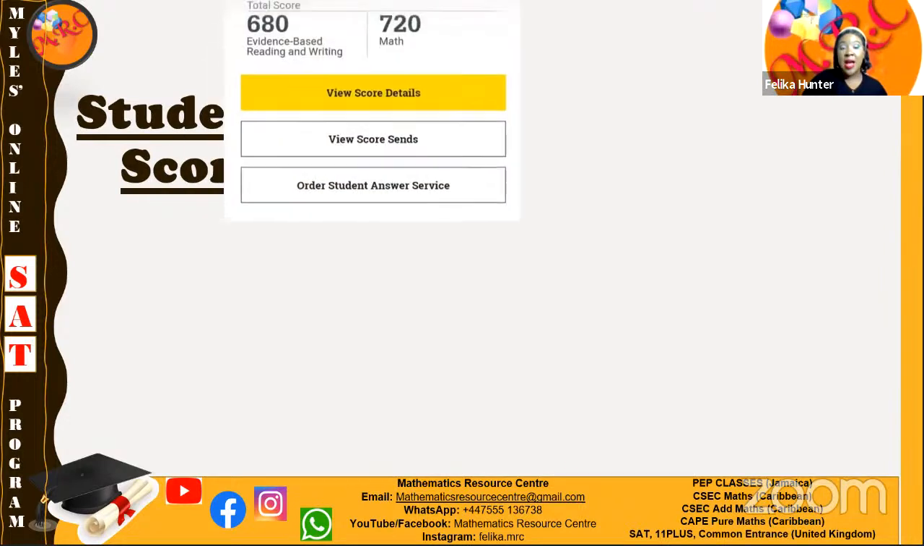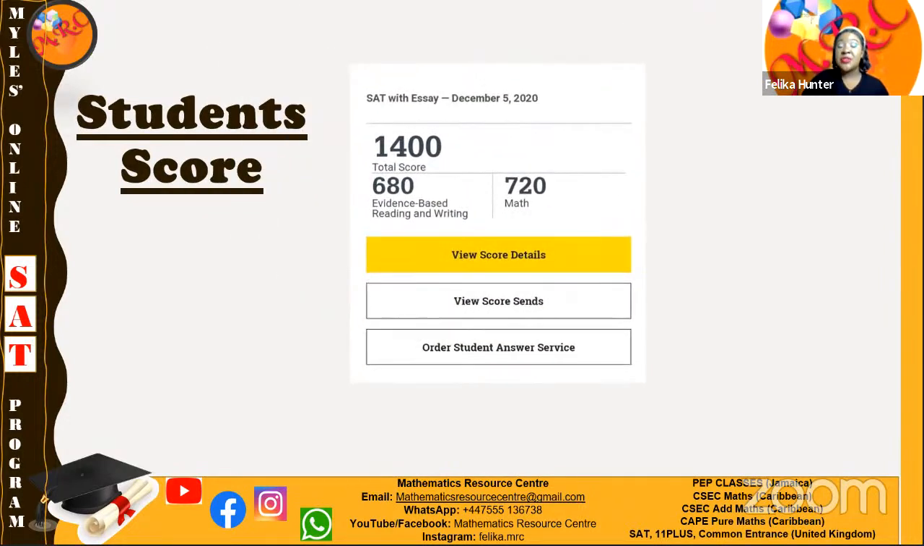All right. And let's look at some students' scores. So this is December exam two. The student scored 1400. See? So they got 720 in the math and 680 in the English aspect.